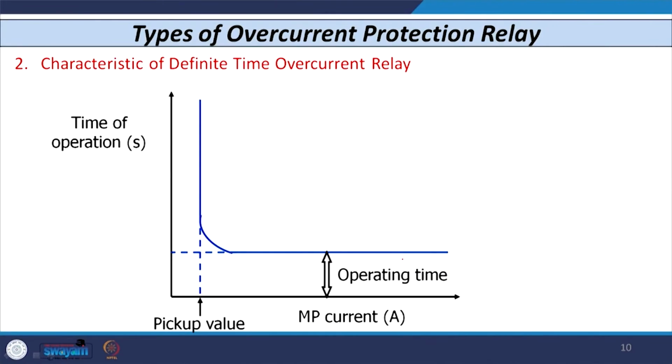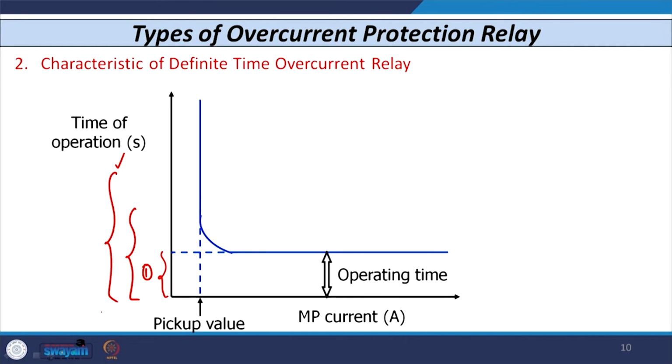As you can see, on x axis I have considered the multiple of pickup current, and on y axis I have considered the time of operation of relay. On the x axis you have the pickup value. Whatever value you have set as plug setting, if current exceeds that value, then relay operates in a preset time. This time you have to set on the time dial setting, so this time you can vary. It can be like this, like this, or like this.